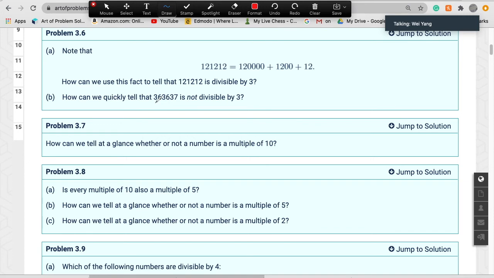Then you just check each digit, all these digits except this 7 are divisible by 3. So that means this number should not be divisible by 3, right?